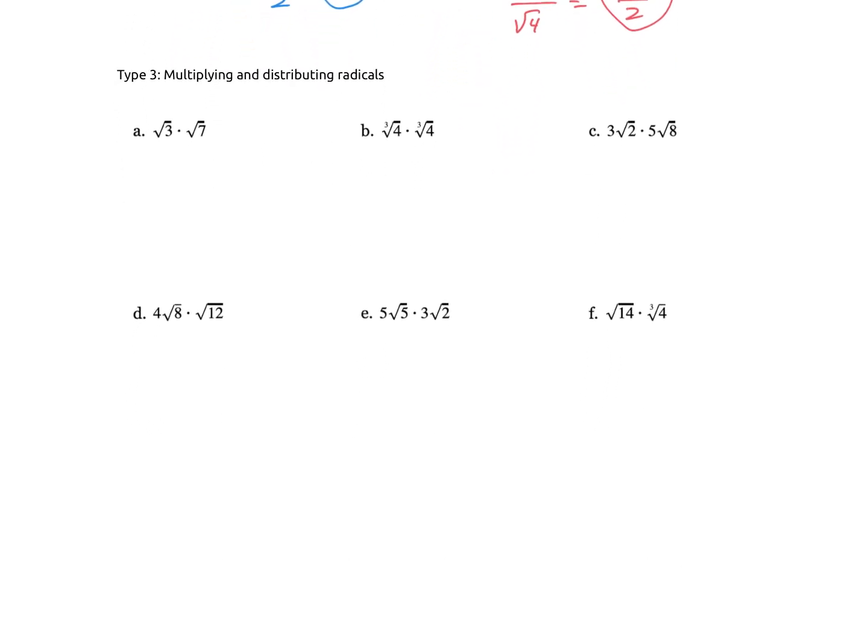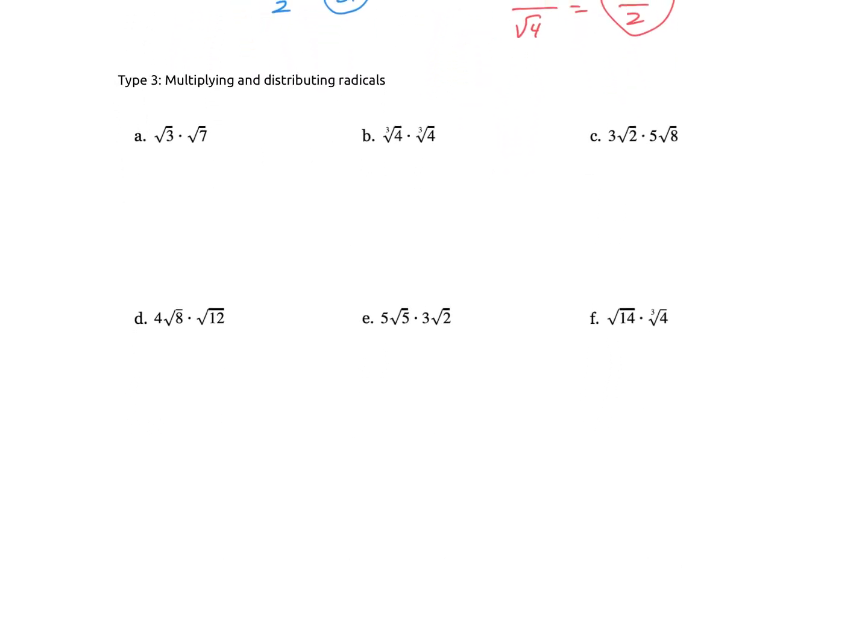Let's look at multiplying radicals. The deal with multiplying radicals is that the insides of radicals can be multiplied together, as well as the outsides can be multiplied together. So for example, square root of 3 times square root of 7 would be the square root of 21. Cube root of 4 times cube root of 4 would be the cube root of 16. Now you should see if you can simplify the cube root of 16.